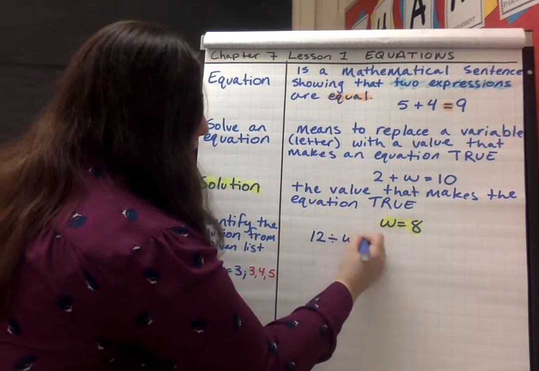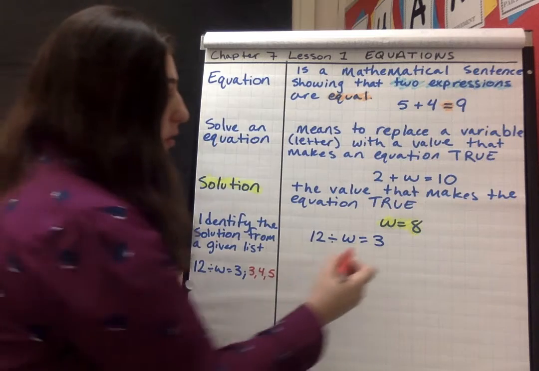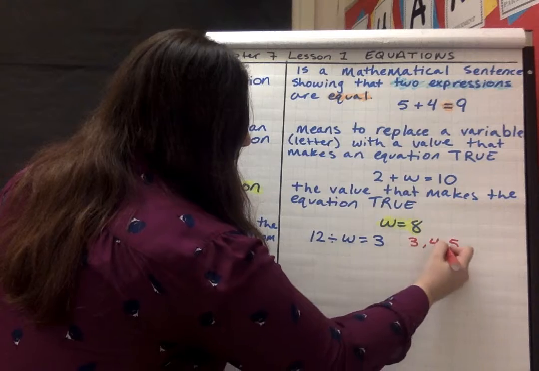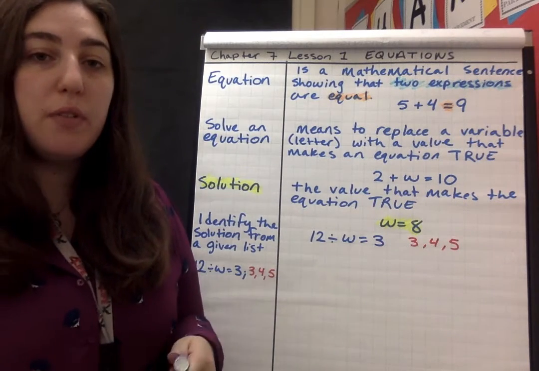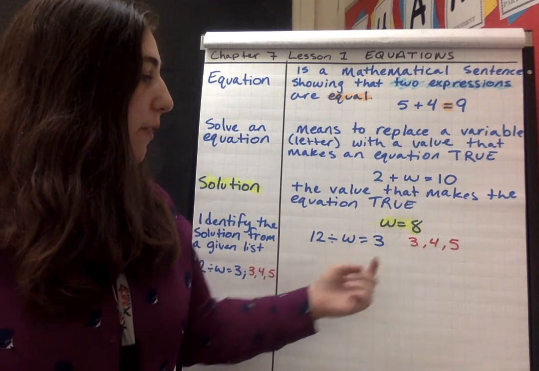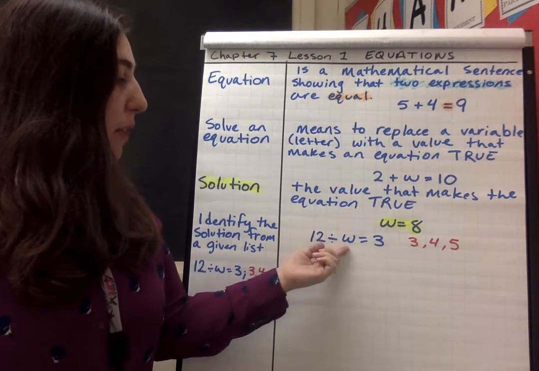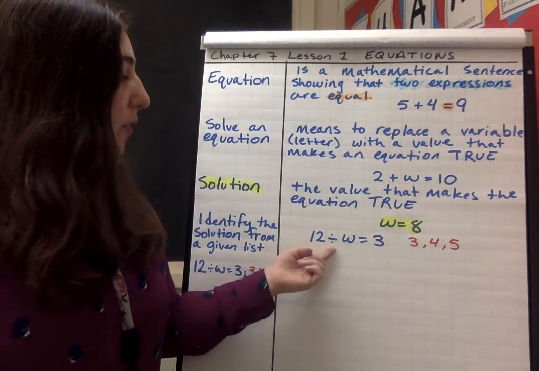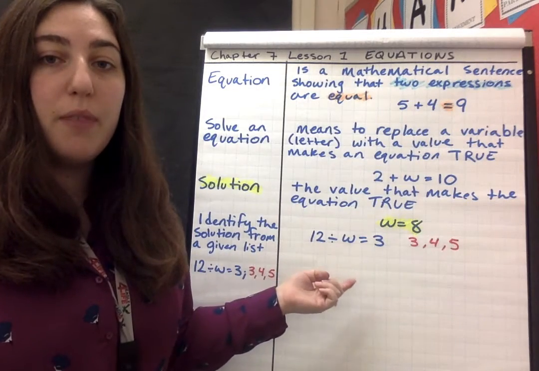12 divided by w equals 3. And I'm given my list. My list is 3, 4, and 5. So I'm going to think about this logically. I can do a few different things. I can put in 3, 4, and 5 for w and see what I get. So I could go 12 divided by 3. Do I get 3? No. I could do 12 divided by 4 equals 3. Do I get 3 if I do 12 divided by 4?